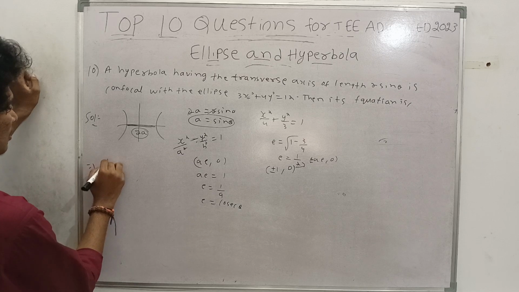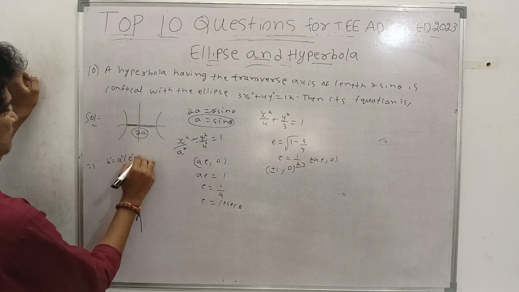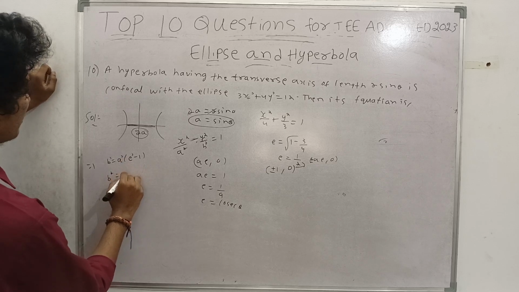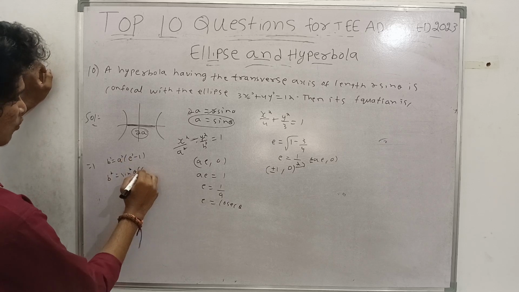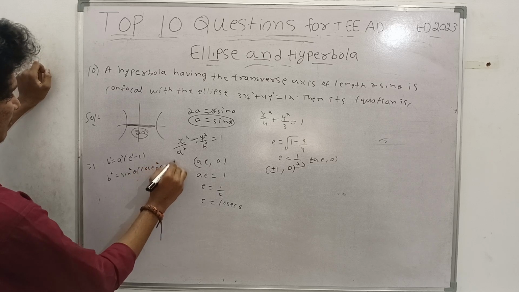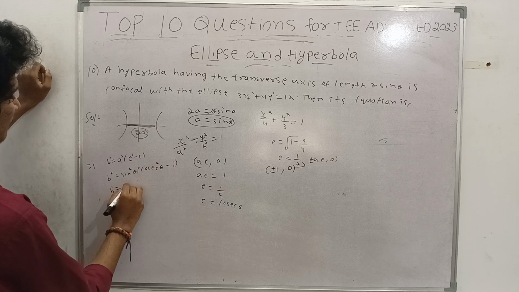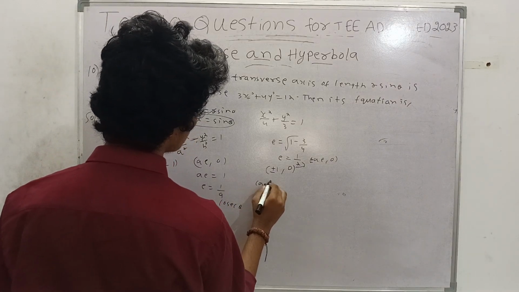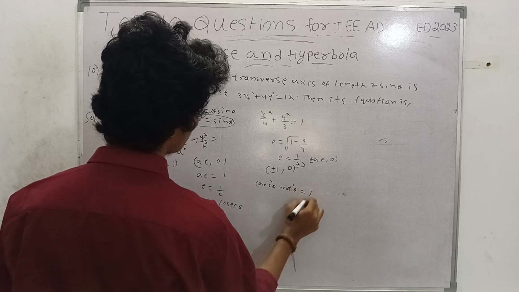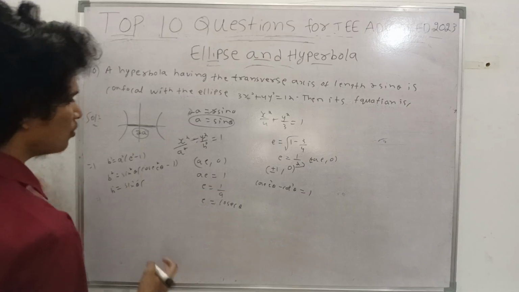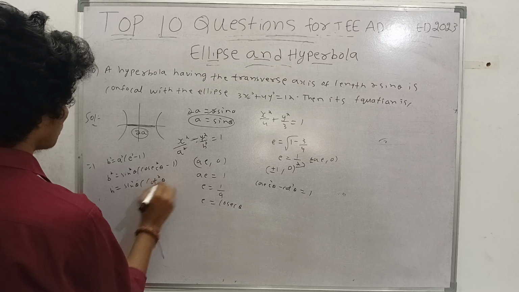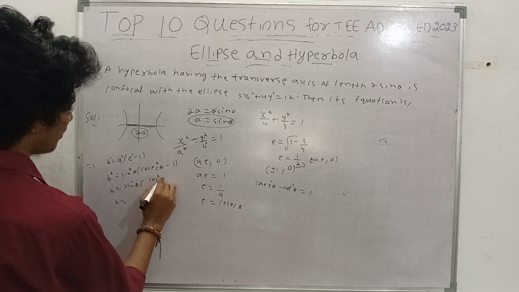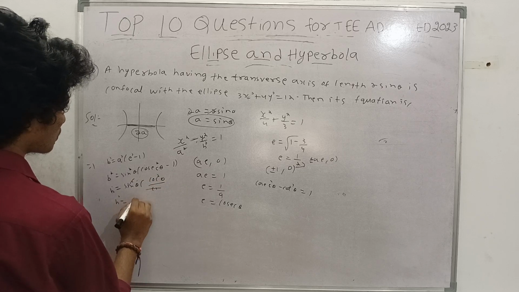So what is b square? b square equal to a square into e square minus 1. What is a square? a square is sin square theta. What is e square? cosec square theta minus 1. So b square equal to sin square theta into cosec square theta minus 1. We know cosec square theta minus 1 is equal to cot square theta. So cot square theta we can write as cos square theta divided by sin square theta, and b square equal to cos square theta.